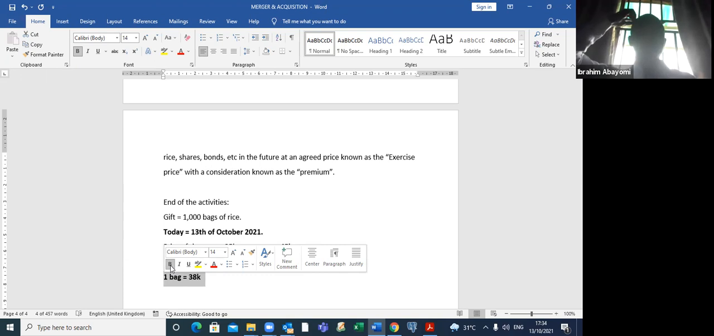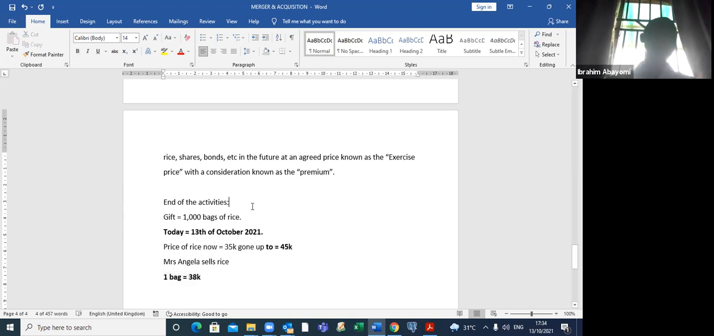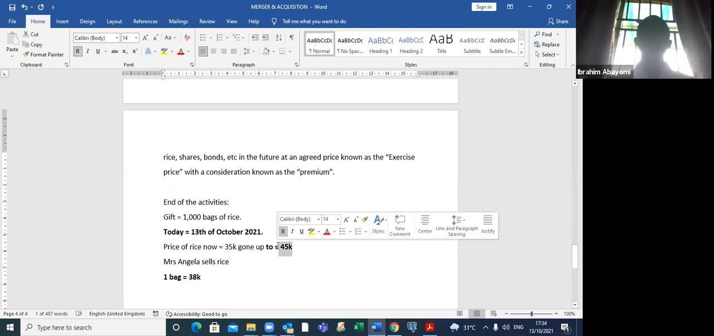And why am I exercising my right? Because if I exercise my right, I will be able to buy rice at a cheaper rate. But if I do not exercise the right, I will buy rice at 45K. So which one is better? Should I exercise my right or should I not? I will exercise my right because that is the one that will favor me.